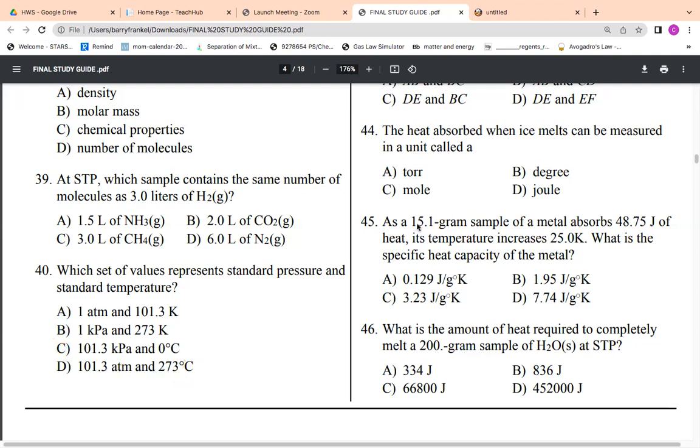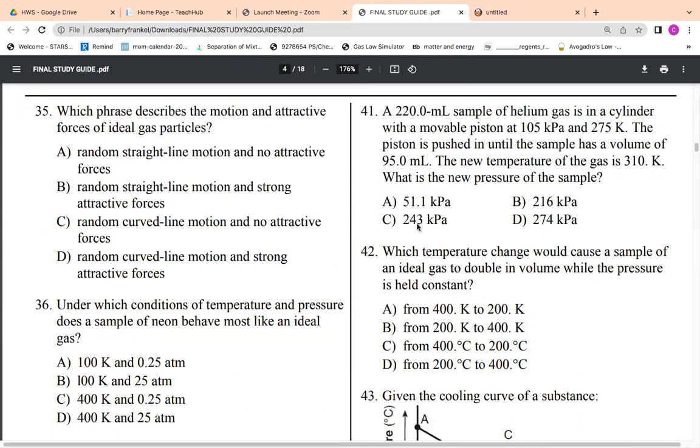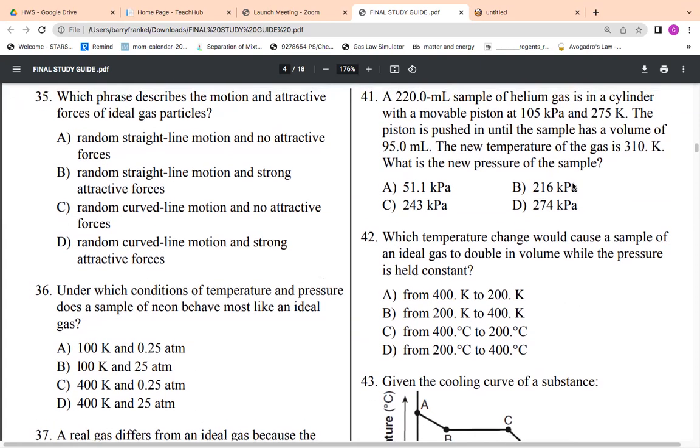All right. Number 41, we've already done a combined gas law, so I'm not going to solve this one. I'm just going to set it up real quick, and then I will tell you guys what the final answer is. Okay. So I need more room. Wish I had more room.